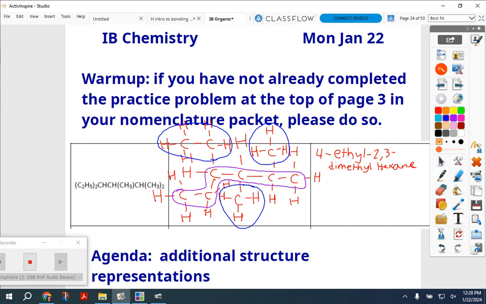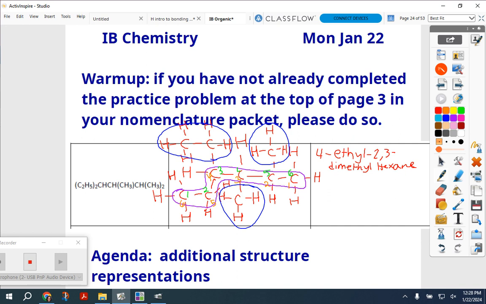So now when we're naming, we have to think about numbering our carbons and make sure that we have the smallest numbers. So I could number from here. I could go 1, 2, 3, 4, 5, 6. If I do that, then I've got my ethyl group coming off of 3 and my methyl groups coming off of 4 and 5. If instead I number it 1, 2, 3, 4, 5, 6, now I have my methyl groups coming off of 2 and 3 and my ethyl group coming off of 4.